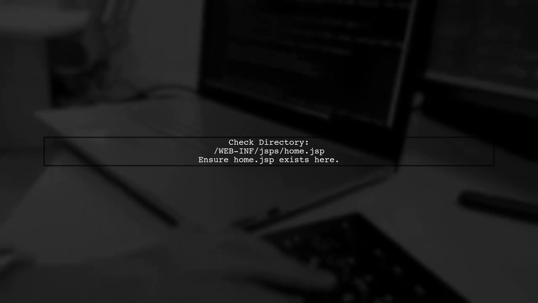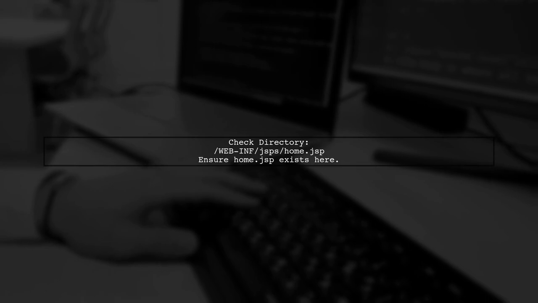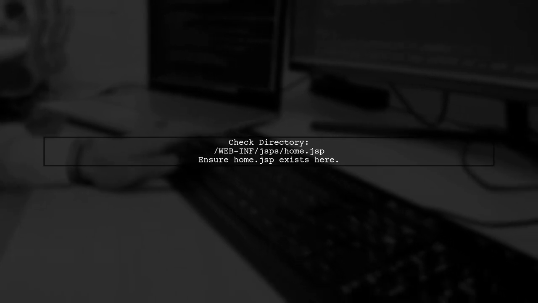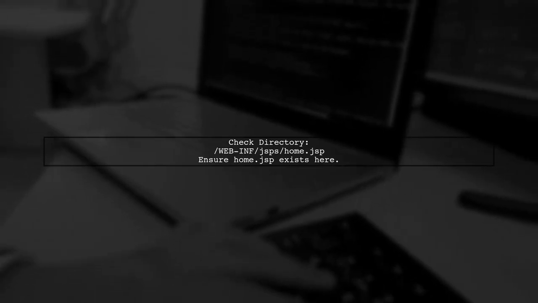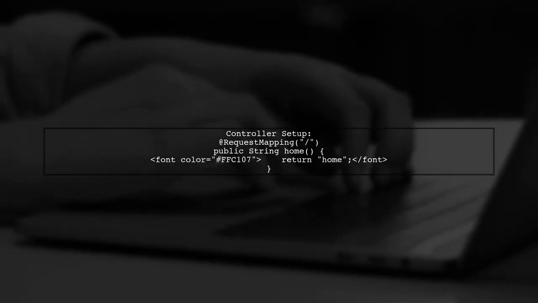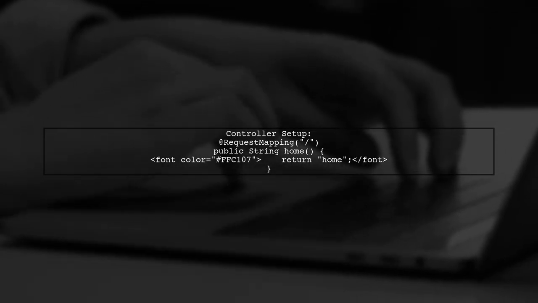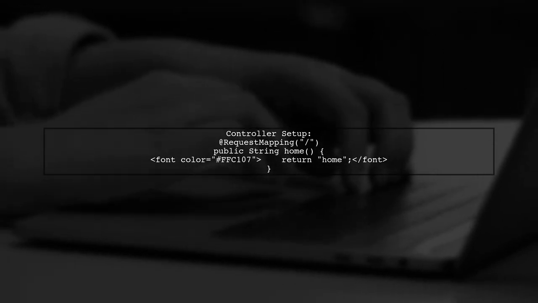Next, check if your home JSP file is located in the correct directory. It should be placed under the /WEB-INF/jsps/ directory as specified in the offers-servlet.xml. Additionally, verify that your controller is correctly set up to handle requests to the home.jsp page. Make sure the request mapping is properly defined.